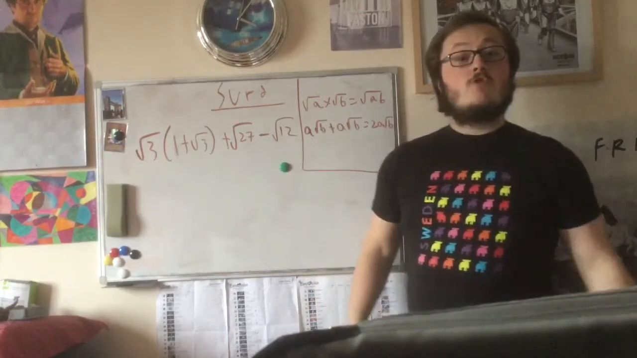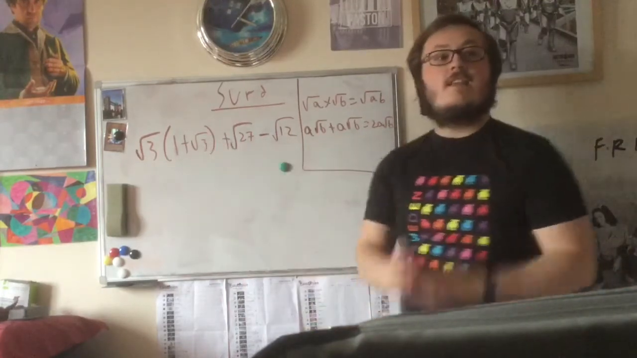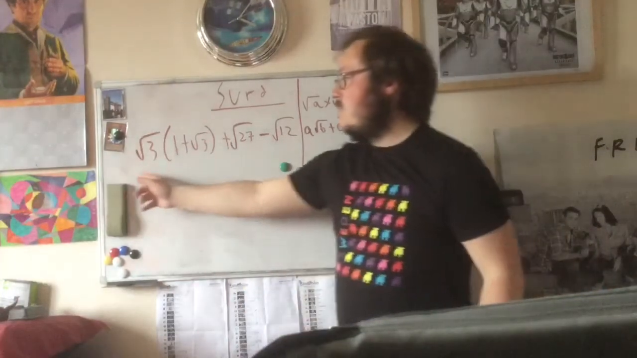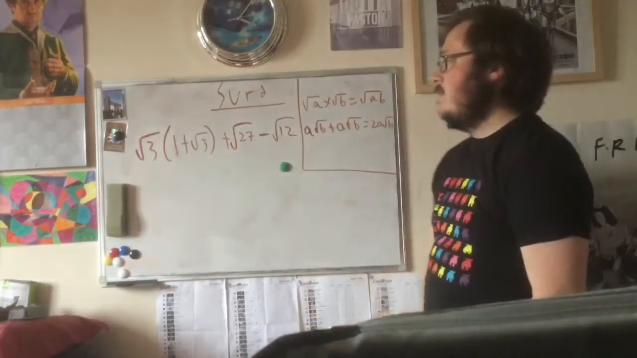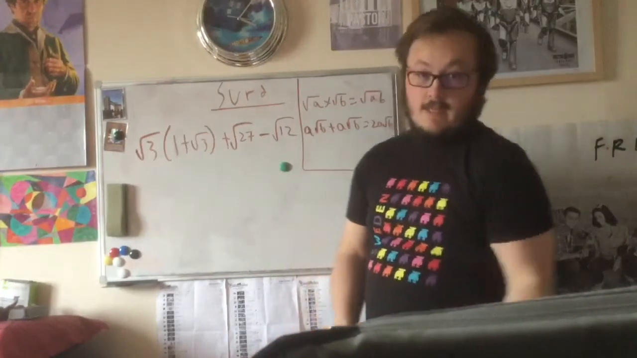Now yesterday I introduced you to surds and I set you this challenge to try and find this in its simplest form using the two rules that I gave you. So let's start off with this bit, root 3 with the brackets 1 plus root 3. For this we're going to have to expand the brackets, so let's do it.